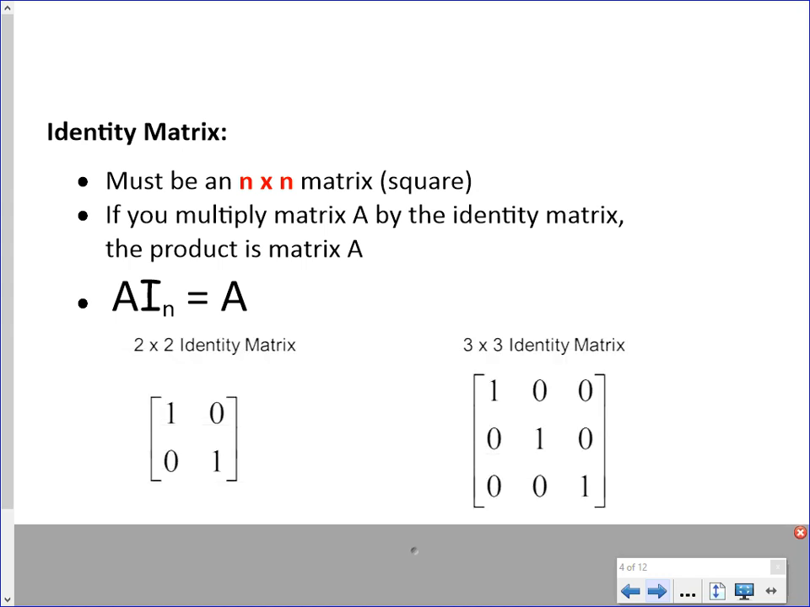Here are examples of the 2 most common identity matrices that we'll be using. Notice they are matrices where you have the diagonal of 1s coming from the top left entry to the bottom right entry, and everything else is 0. So we're going to work with or see the 2 by 2 identity matrix and the 3 by 3 identity matrix.